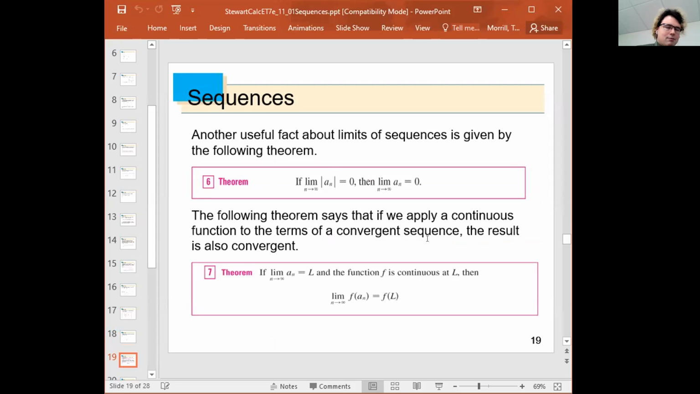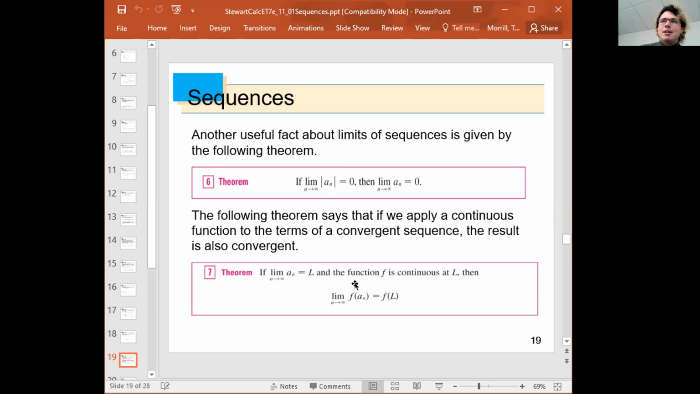Now, the squeeze theorem gives us a handy tool for telling when a sequence goes to 0, right? When is the limit of this sequence equal to 0? Well, if the limit of the absolute value of that sequence is equal to 0, then my limit must be 0.